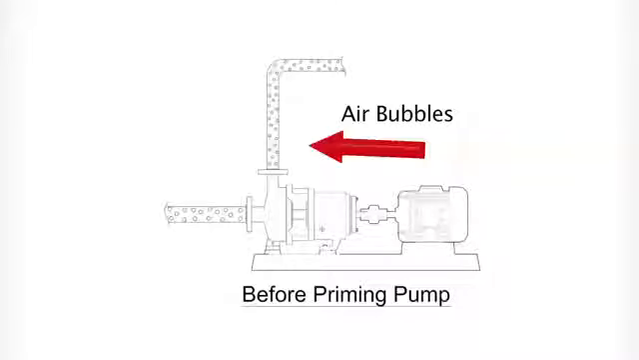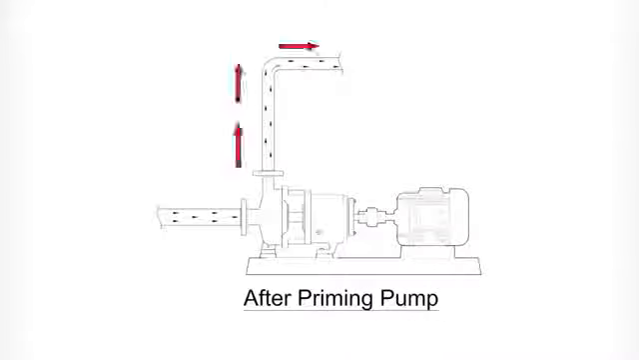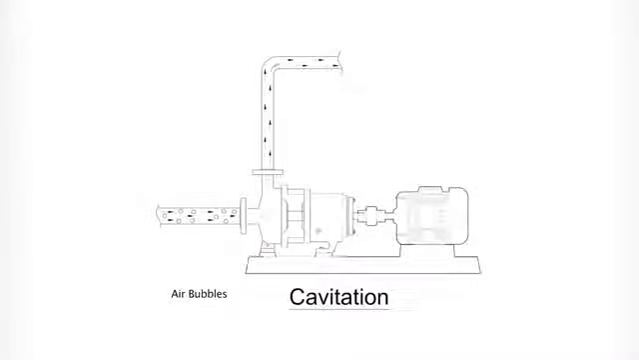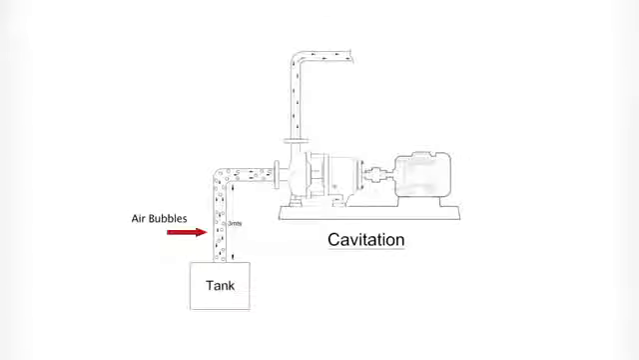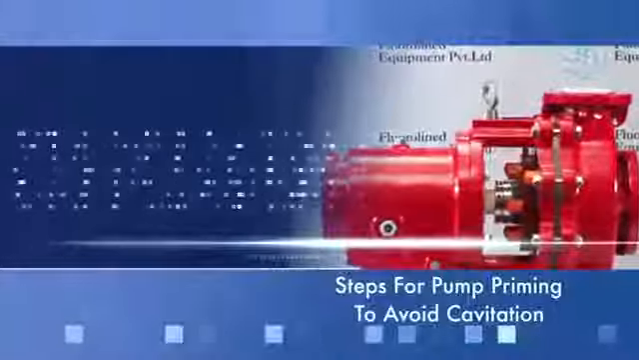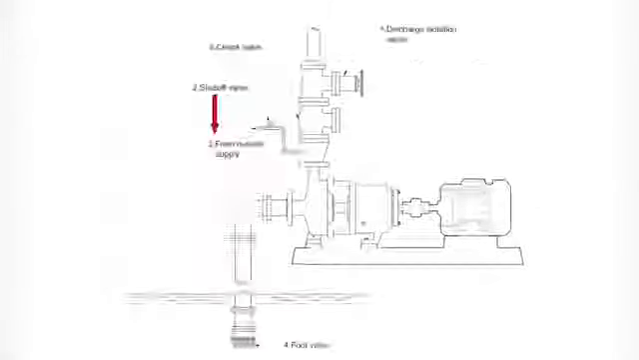Priming is an action required to evacuate all the air bubbles from the pump and pipeline before startup, in order to create a vacuum to pump the liquid. Cavitation, an action that occurs due to the presence of air bubbles, is also known as starving. Let's look at some related steps and actions. Steps for pump priming to avoid cavitation: suction supply above the pump, suction supply below the pump.